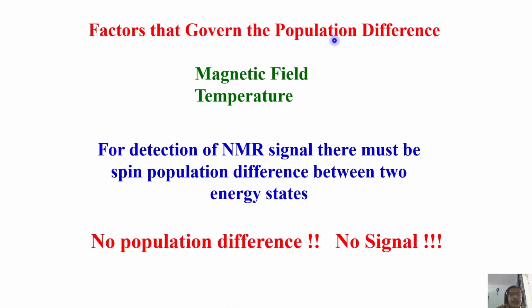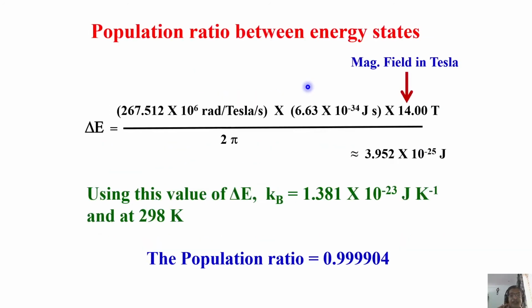So, an important factor is that the greater the population ratio, or the population difference between the alpha and beta states, the larger the NMR signal and the higher the sensitivity. You will detect a better signal. So we can play with these two parameters now. Now, how can we play with these parameters, how can we increase the intensity? Let us see.